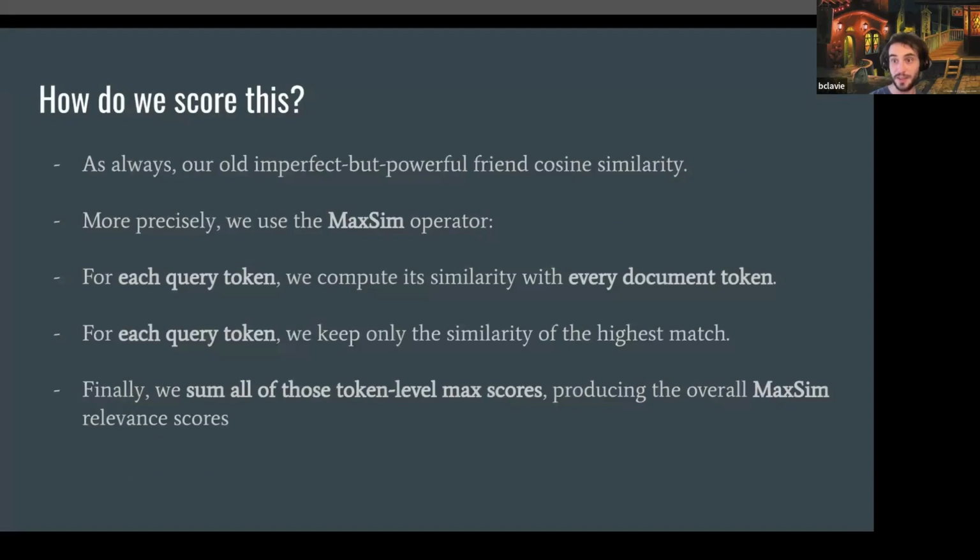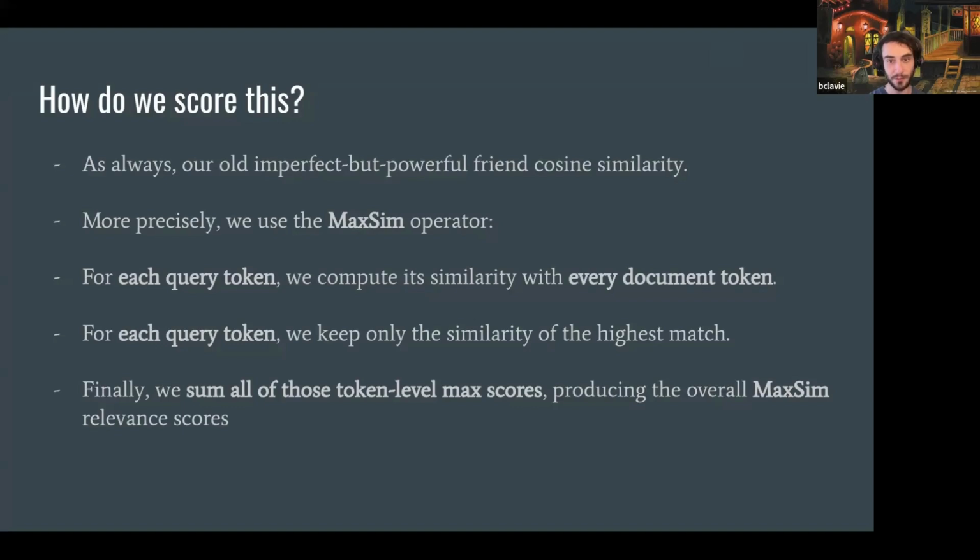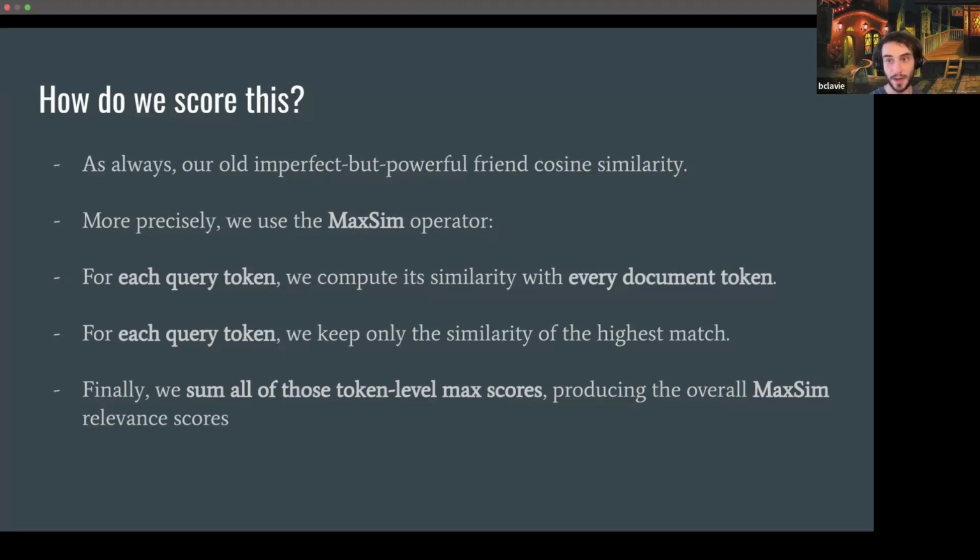And how do we score this? It's always cosine similarity. Every time you need to score something, it comes down to cosine similarity. We hate it, but we don't have anything better than that. More precisely, ColBERT uses MaxSim, which stands for maximum similarity. For each query token, we compute its cosine similarity with every document token. Then for each of those, we keep the highest one, which is the maximum part. And then we sum all of those token-level maximum scores. So the final score for the query-document relevance is that sum.